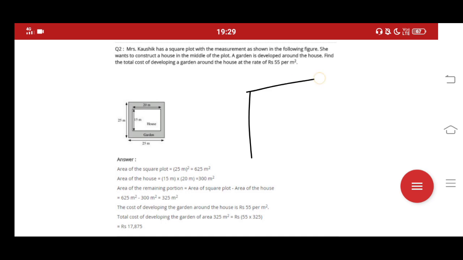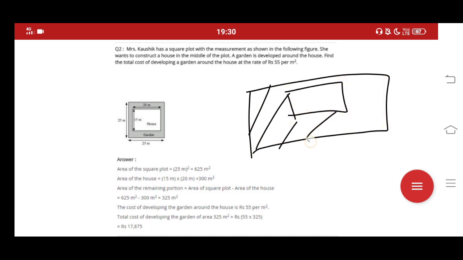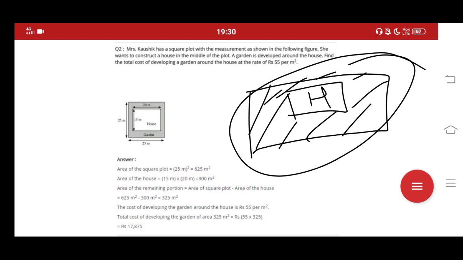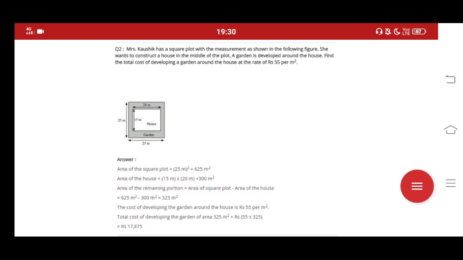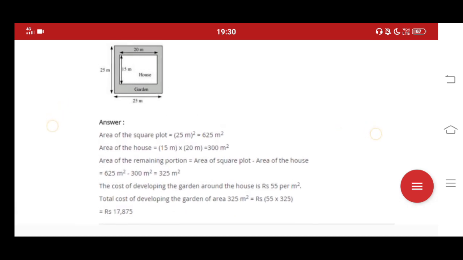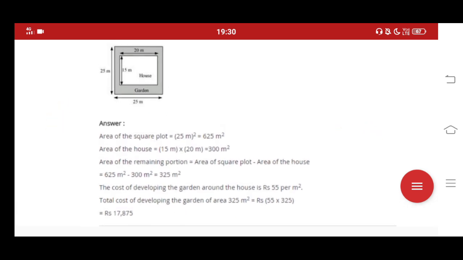Okay, so this is a plot. Inside this there is a house and we have to construct a garden in this area. It means for the garden area we have to subtract the area of the house from the area of the plot. This is our whole question. Now see what we have to do. The measurements are given. Area of the square plot: the outer square has side equal to 25. What is the area of a square? Side into side, that is 625.